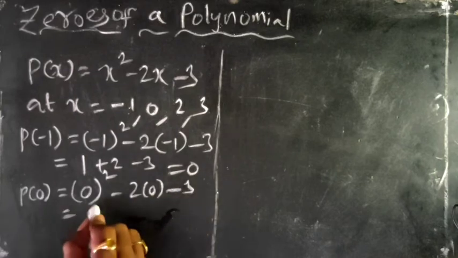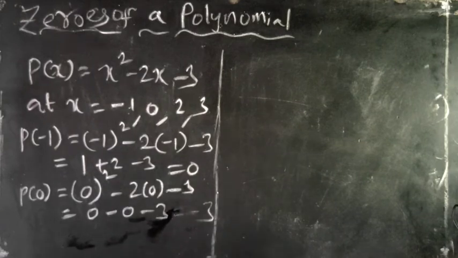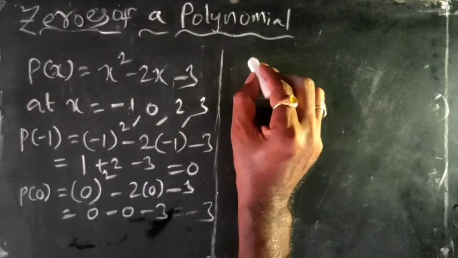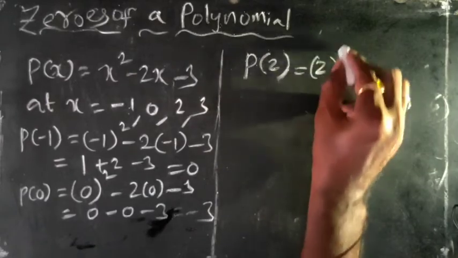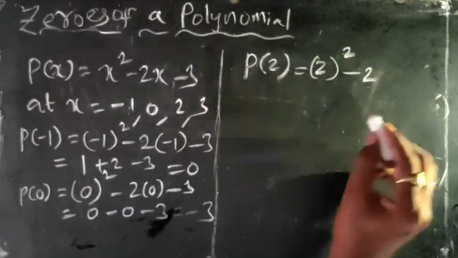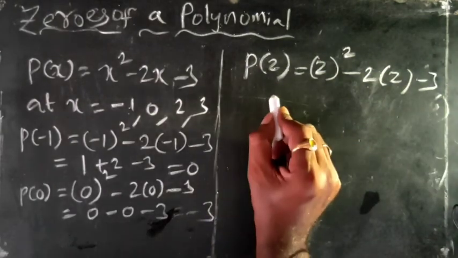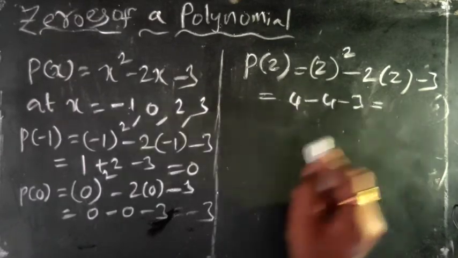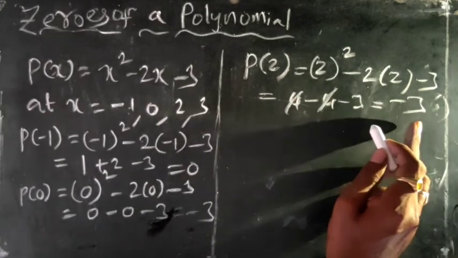So 0 square value 0, 0 minus 3, that is equal to minus 3. Okay, now x is equal to 2, at x is equal to 2, then p of 2 is equal to 2 square minus 2 into 2 minus 3. So 2 square value 4, minus 4, minus 3, the result is 4 minus 4 is 0, minus 3. So p of 2 value is minus 3.